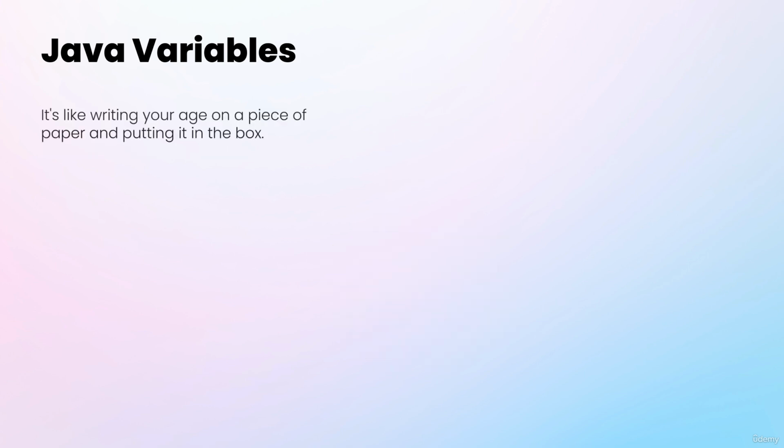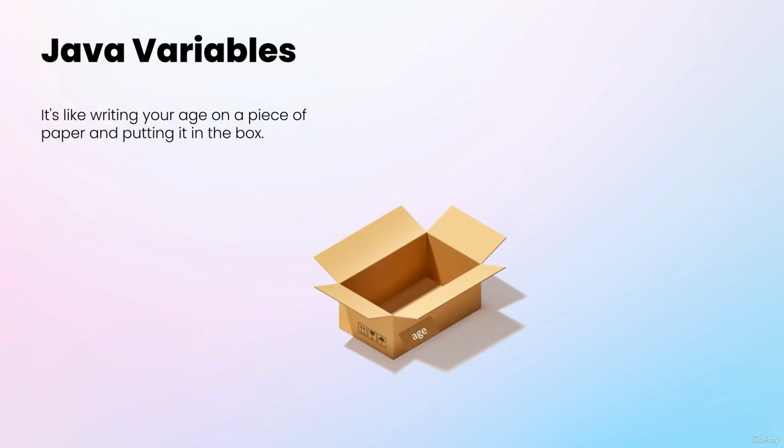Let's take another example. Let's say you want to remember your age. You can create a variable called age. This box is called age. So think about a variable as an empty box. This variable is called age, and this box is called age, and you put your age inside it.